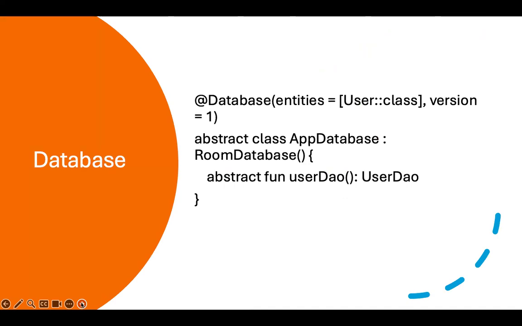Database, Kotlin: @Database(entities = [User::class], version = 1) abstract class AppDatabase : RoomDatabase() { abstract fun userDao() }. Room makes it simpler to handle local databases while offering robust features like type safety, structured queries, and better threading management.